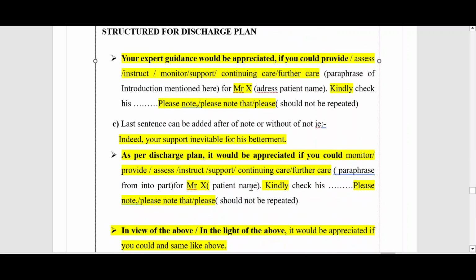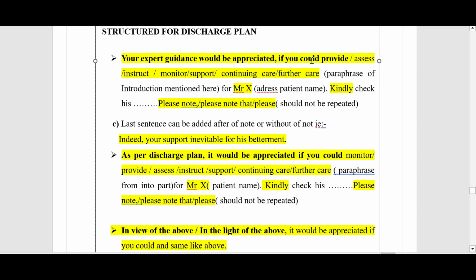Now the structure. I have taught many of the structures in the first body paragraph and in the introduction part. Same like that, for the discharge plan also I'm providing you the structures. You can use any of the structures you get from the coaching center, but in case you want to write a new one, or if you are not getting any kind of help from the coaching, then you can take those ideas. 'Your expert guidance would be appreciated.' You can keep this part in your mind, right? Whichever I have mentioned here in bold letters, you can keep in your mind and just copy and paste from your mind. 'Your expert guidance would be appreciated.'